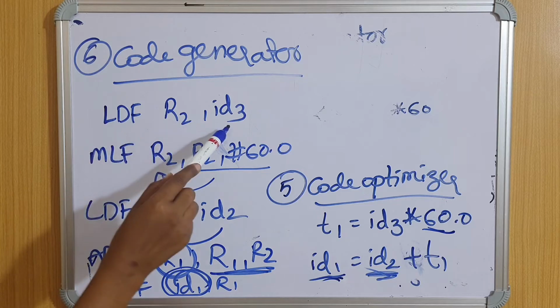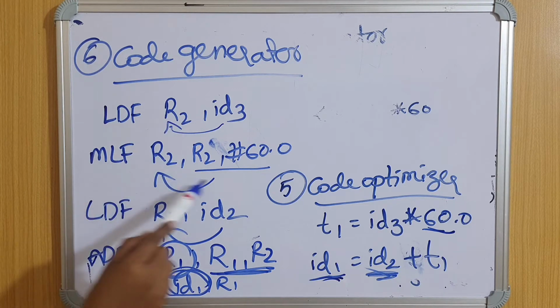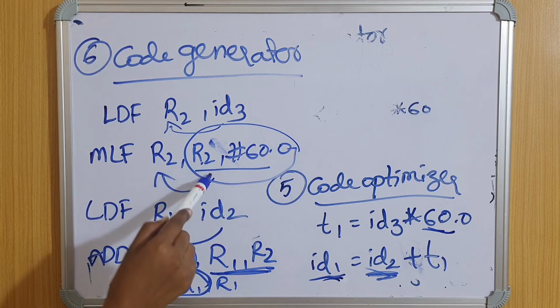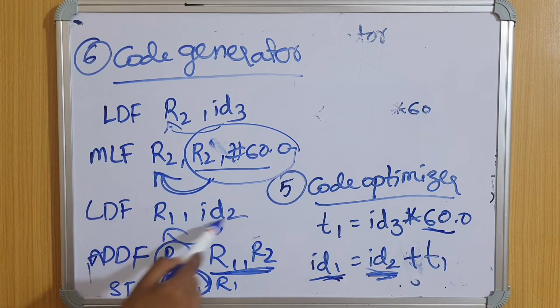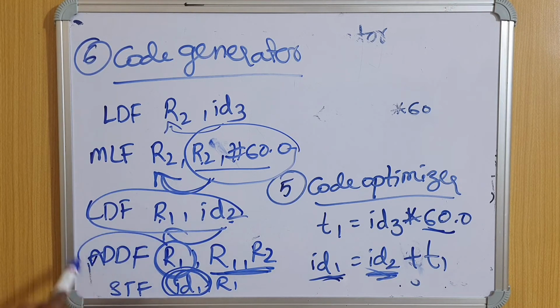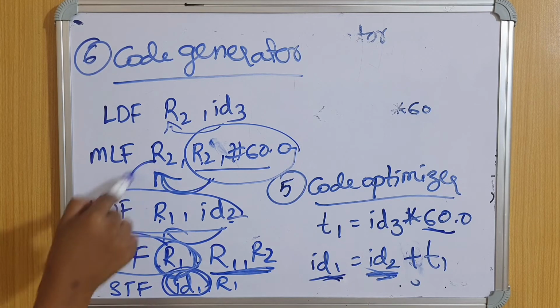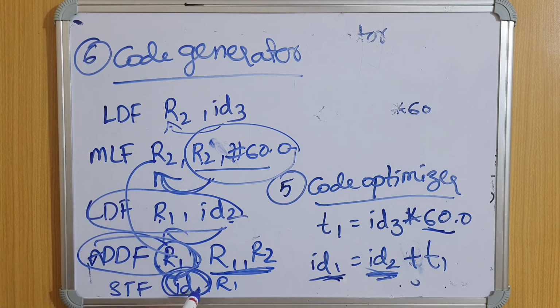First we are loading the value of ID3 into register 2, then we are multiplying 60 with R2, and that will be stored in R2. Then we load ID2 into R1, then we add R1 and R2. That result will be stored in R1, and that result R1 will be transferred to ID1. This is all about the phases of the compiler.